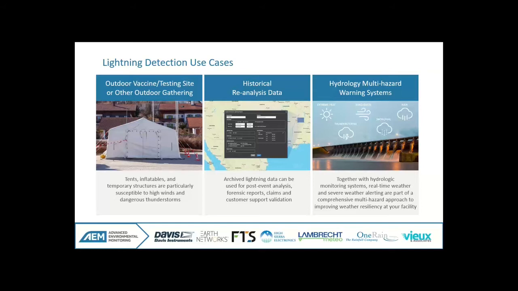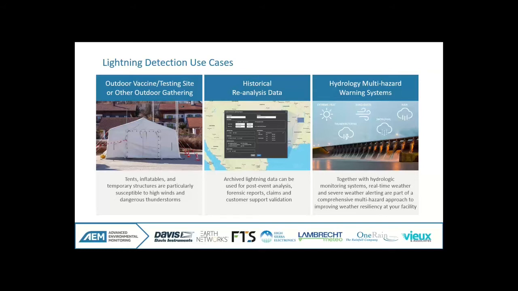So that's one scenario. Another one might be if you're looking at a reanalysis of the data. You want to get archive lightning data from an event to see for forensics. When did that strike occur? Where did it occur? How strong was it? What was its polarity? What was its amplitude? You can find out all that information, again, leveraging the Contrail software through OneRain.